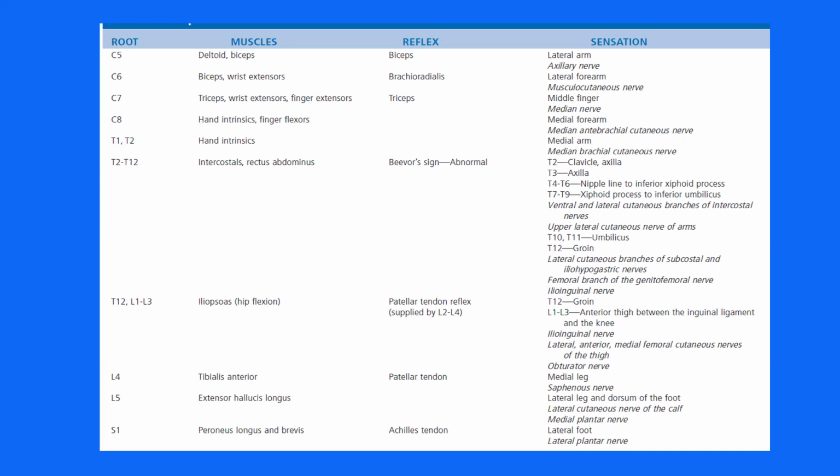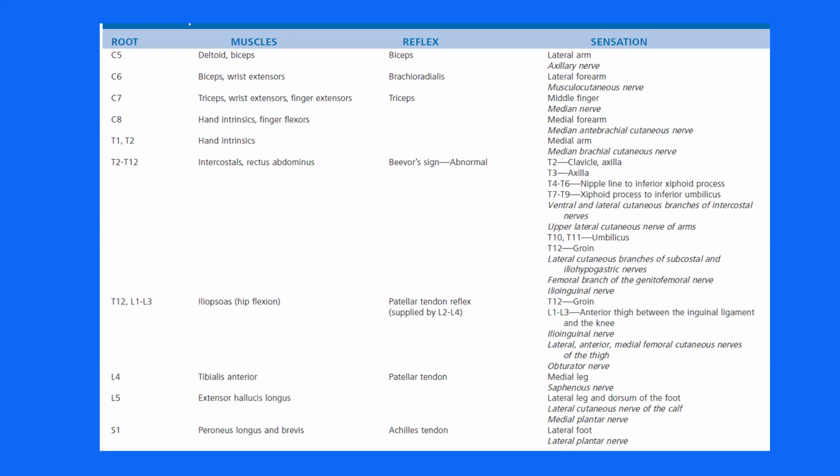You have the Beevor's test. You let the patient put his hands behind the head and ask him to try and flex. If you find that the umbilicus moves to one side or the other, it tells you that there is something going on. One of the nerves is damaged.